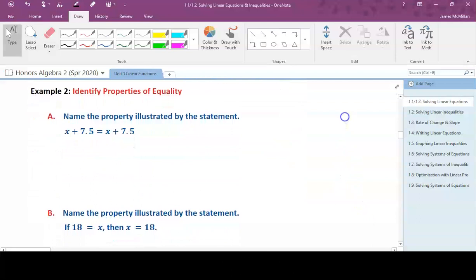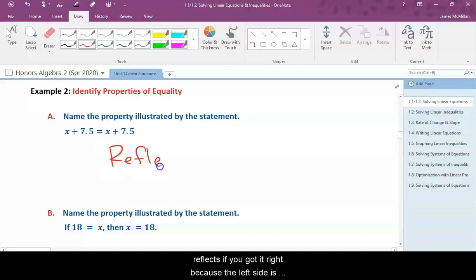Identifying the properties. In this first example, we've got x plus 7.5 and x plus 7.5. So of our 4 properties, which one's it going to be? Is it reflexive, symmetric, transitive, or substitution? All right, now that you've thought about it, if you said reflexive, you've got it right, because the left side is exactly the same as the right. Remember, reflexive says that a number is equal to itself.